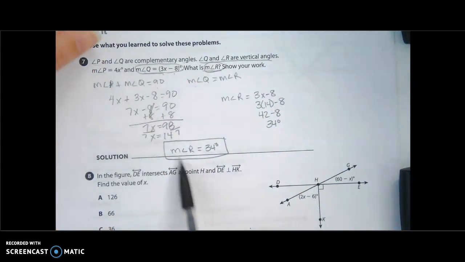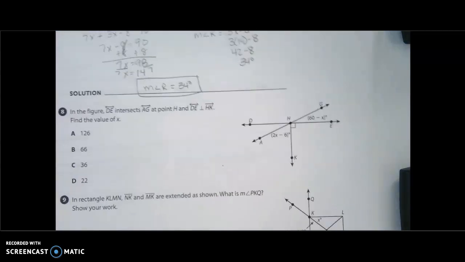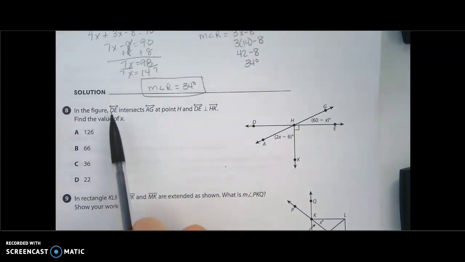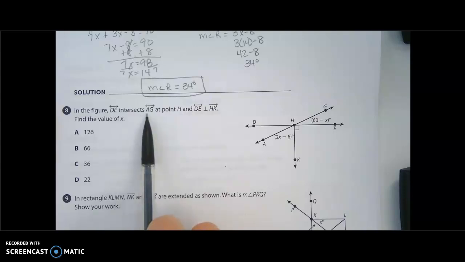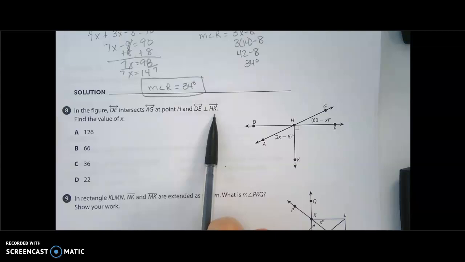Okay, and by putting the measure of angle R in front of it, I am pretty much restating what I'm looking for, restating the question. All right, problem 8 tells us that line DE intersects line AG at point H and that line DE is perpendicular to ray HK. Find the value of x.